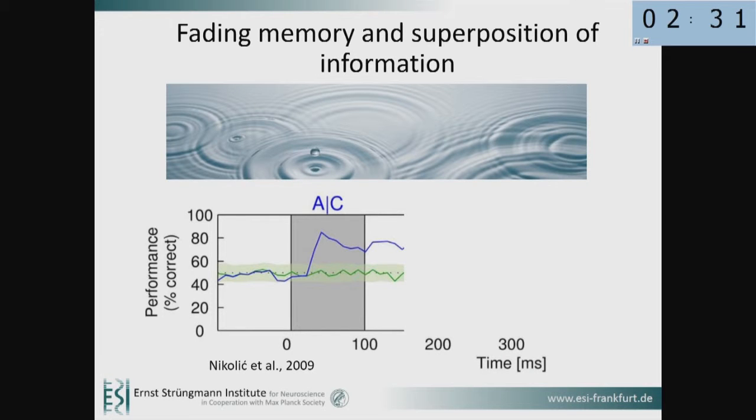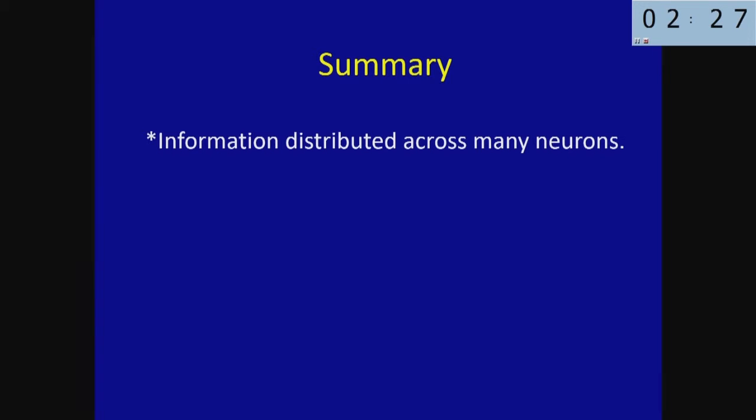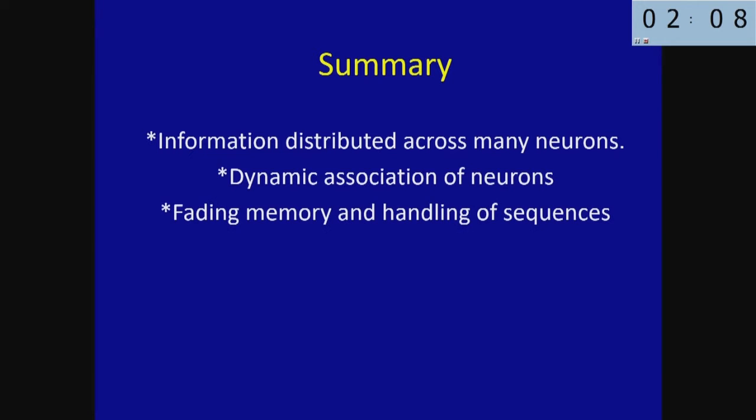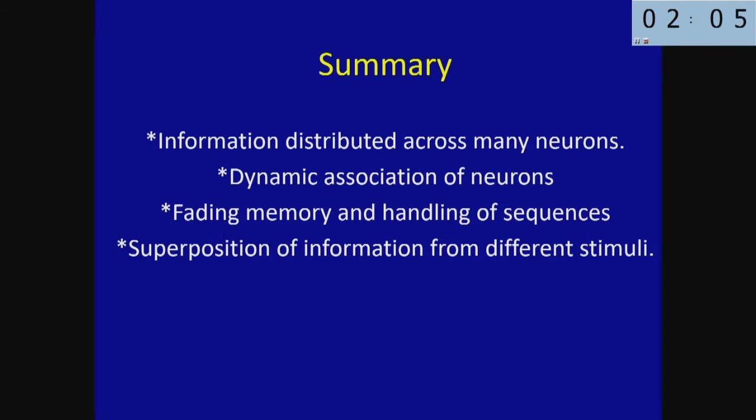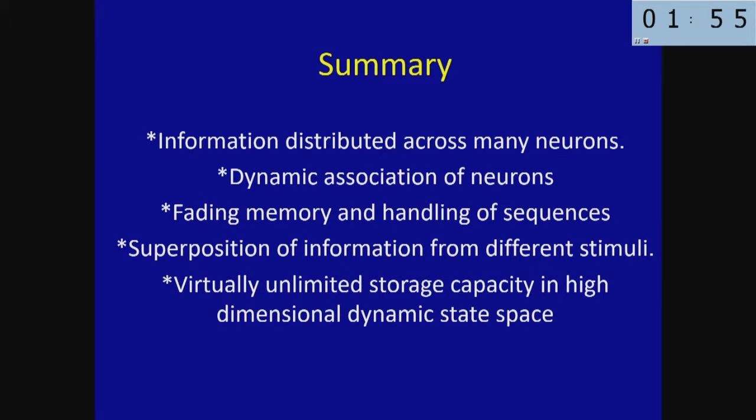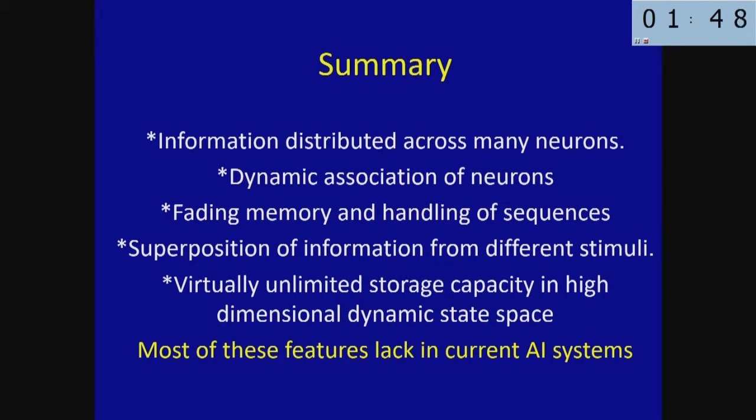So I skip the experimental evidence. One can make experiments to test these assumptions, and much of it has actually been confirmed. So we know that information about the cognitive object is distributed across many neurons. They are dynamically associated in assemblies. The networks are dynamically formed as a function of the goal that has to be achieved. We have fading memory. We can handle sequences. Information of subsequent events can be superimposed and be simultaneously available for analysis. And one has virtually unlimited storage capacity in such a high dynamic state space. And most of these features, I think, are lacking in current AI systems, but I'm ready to learn.